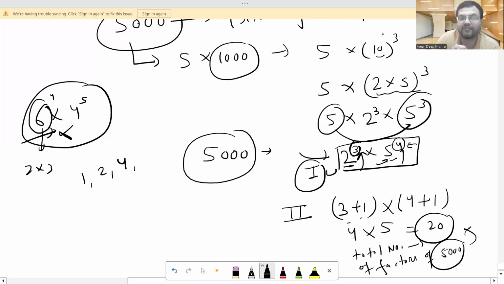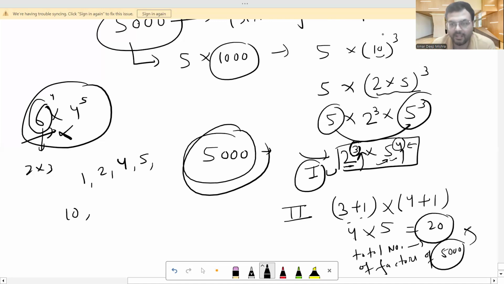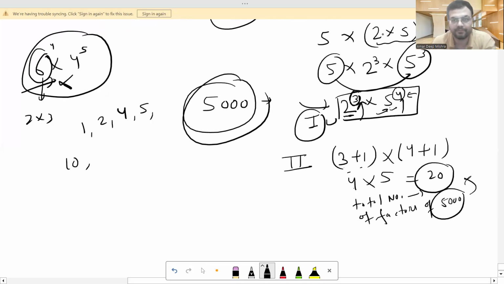Okay. So if you keep on counting, like 1 is the factor, 2 is the factor, okay, then 4 is the factor, then 5 is the factor, then 10 is the factor. So this is how you will get to see that there are total 20 numbers which will divide 5,000 completely. Okay. So this is how we find out the total number of factors. Now, one question you can ask me, sir, why have you done plus 1?